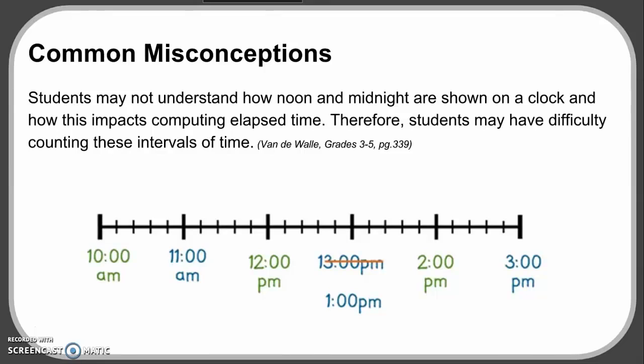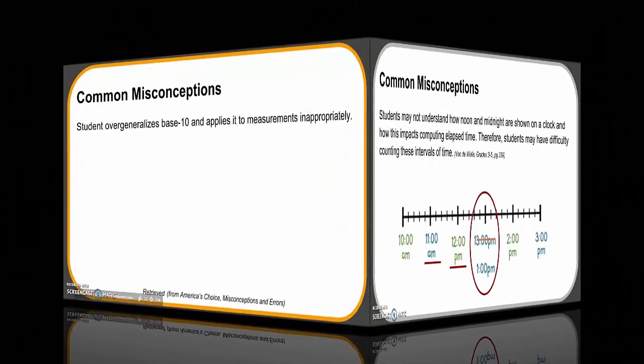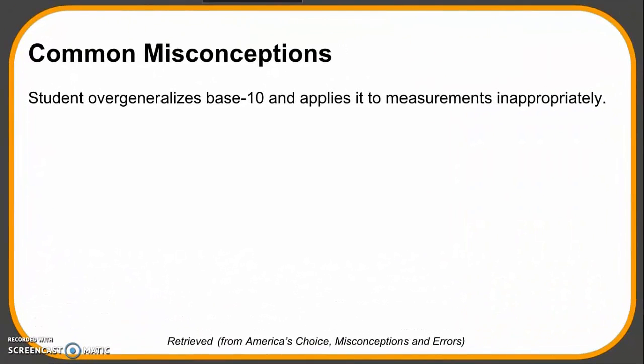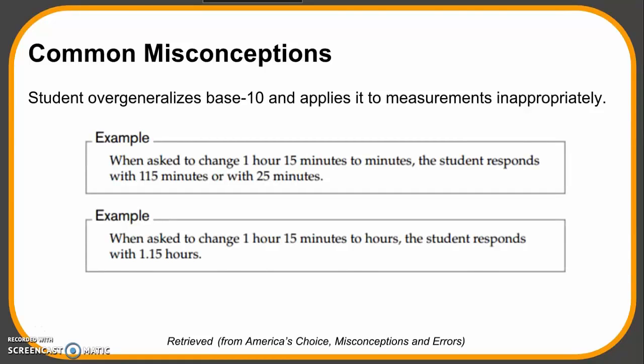When dealing with elapsed time in 3rd grade, students may have difficulty calculating the change in time when the intervals move from AM to PM and vice versa. Instead of saying 1 o'clock, students may mistakenly say 13 o'clock. Students may mistakenly overgeneralize the base 10 system when calculating elapsed time. They may view hours and minutes as hundreds, tens, and ones.